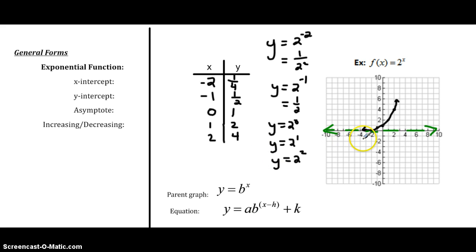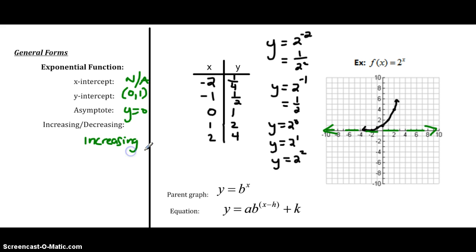Okay, so in your graph it should look like this, and you should have plotted your points and your exponential growth. For the x-intercept, there wouldn't be one because we're going to have an asymptote here of y equals 0. But we do have a y-intercept, and it's at 1. And this is exponential growth, and the whole function will be increasing.